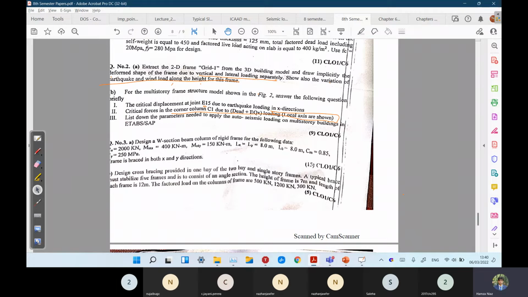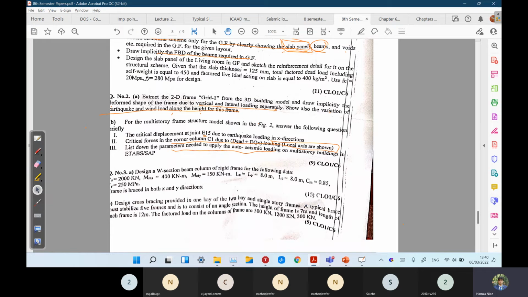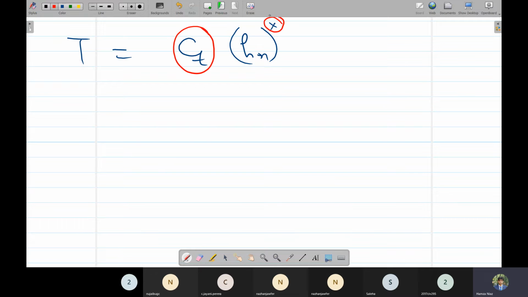The last question is: list down the parameters needed to apply auto seismic loading. So for SAP, as we discussed before, we require some factors. We have to memorize these factors. First, the formula is time period equal to Ct Hn raised to the power x, where Hn is the total height of the building. So first we require Ct, and second parameter we require x. Building height would be automatically calculated by SAP.